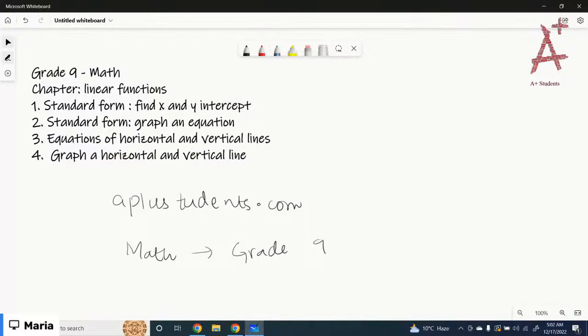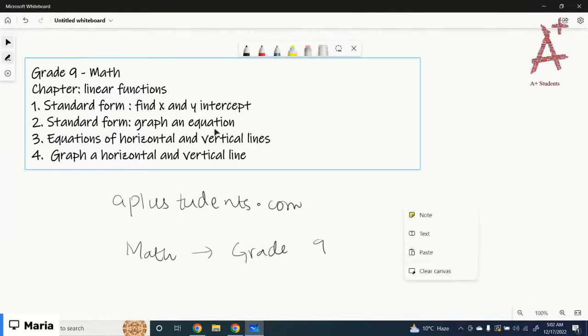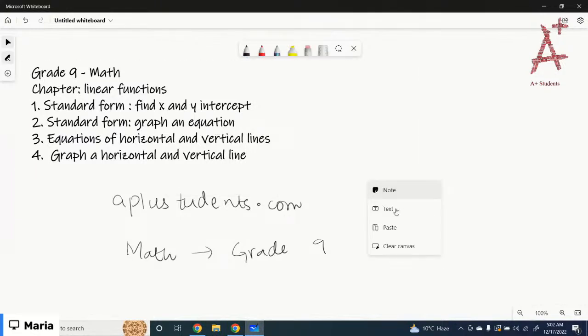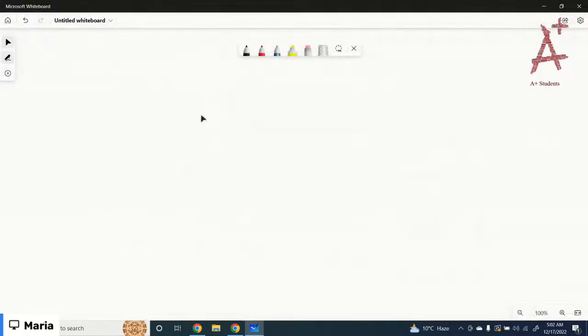There, you can find a chapter that is linear functions. So, here is the list of the lessons we are going to cover today. They are the standard form, find x and y intercept, then standard form graph and equation, then equations of the horizontal and vertical lines, and then graph for horizontal and vertical line. Got it? So please make sure you have your notebook and pencil so that you can note down the important lessons and examples as well. Let me write down the lesson name, then we'll start. That is standard form, find x and y intercept.